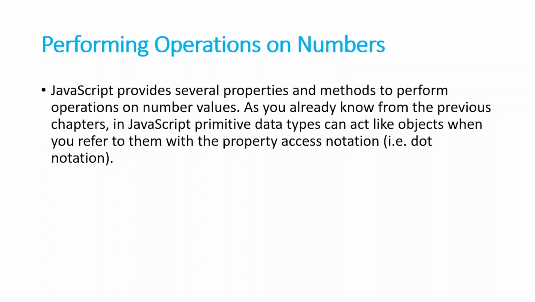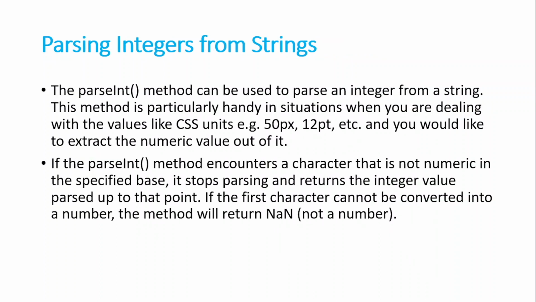So we can also perform some operations just like on strings. On strings we have methods and properties like length, slice and others. Similarly, we also have some methods on numbers, which we can access by using dot notation. We have this parseInt method which can be used to get the numerical result from a string. This method is handy when you are dealing with values like CSS units.